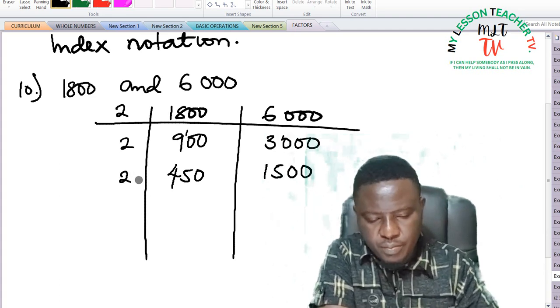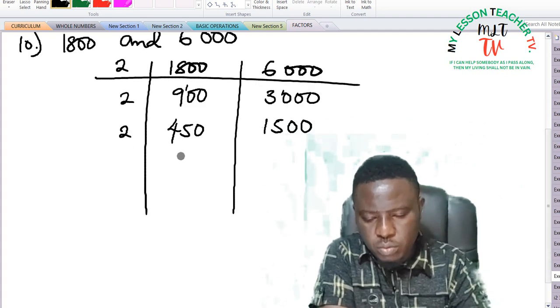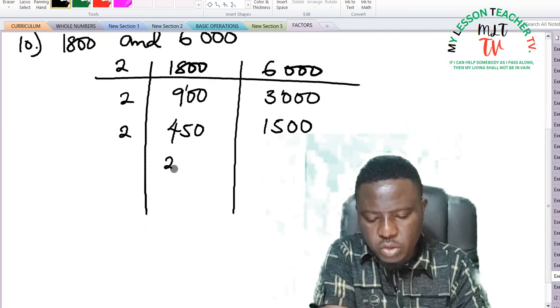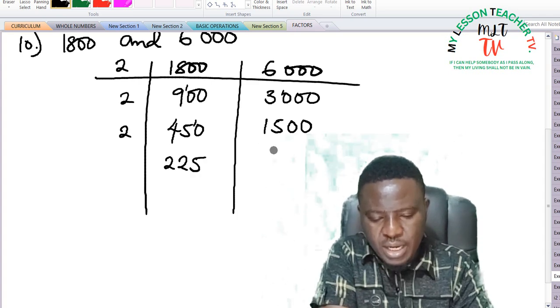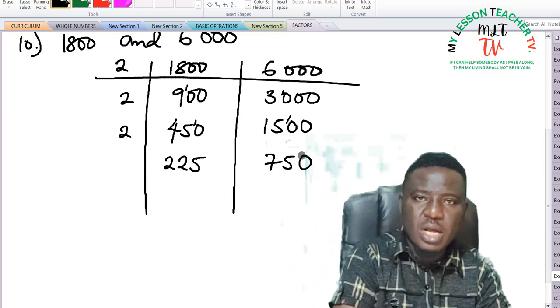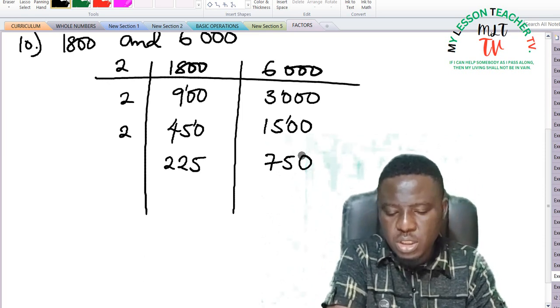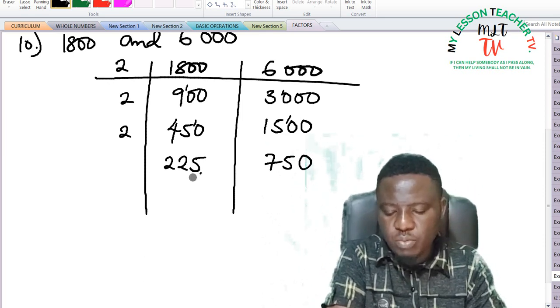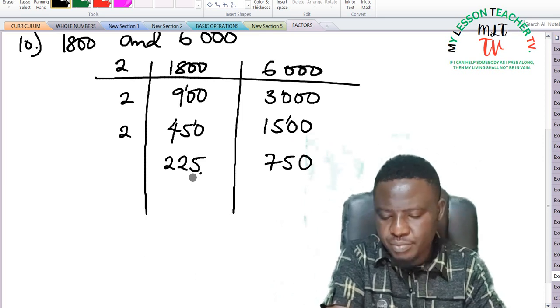2 can still divide. 2 into 4 is 2 times. 2 into 5 is 2 times, remainder 1. 2 into 10 is 5 times. 2 into 1 it cannot. 2 into 15 is 7 times, remainder 1. 2 into 10 is 5 times, and 2 into 0 is 0. 2 can no longer divide because 5 is not a multiple. It's not an even number.